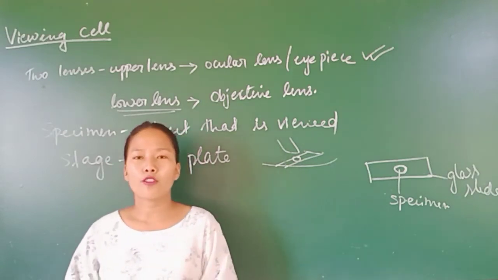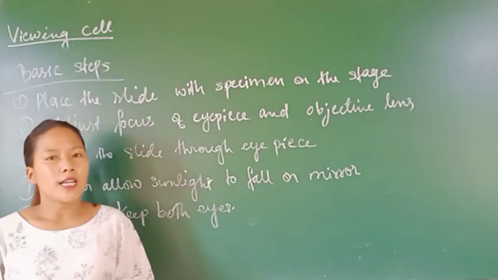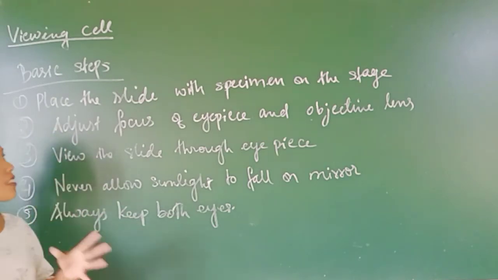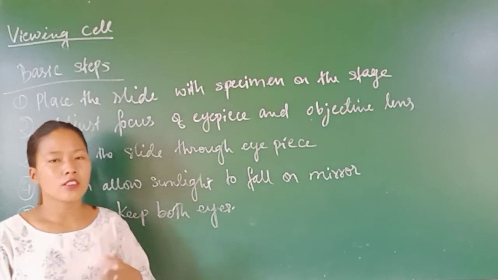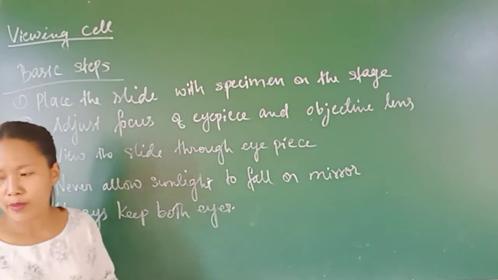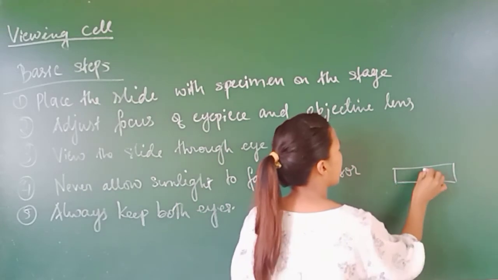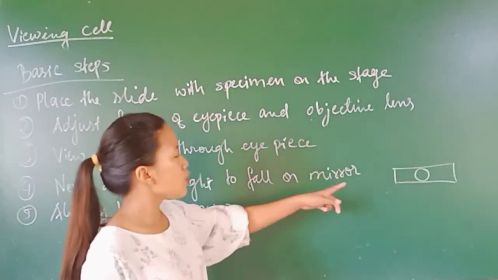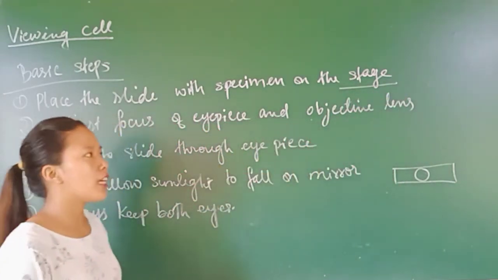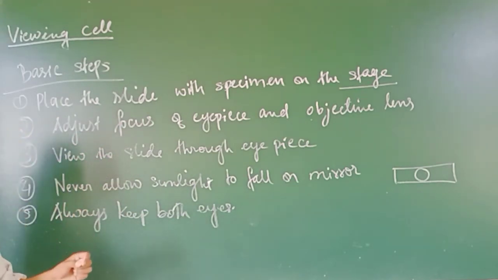Now while using a microscope, there are a few things that we have to keep in mind. The basic steps that we have to remember while viewing through a microscope are, the first one is place the slide with specimen on the stage. We know the glass slide, and on the glass slide the specimen is placed. Suppose this is a glass slide and the specimen is here. You have to place this on the stage, which is a flat plate-like structure in the microscope. This is the first step.